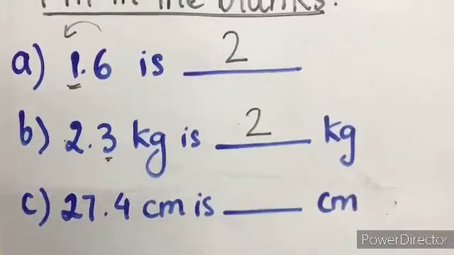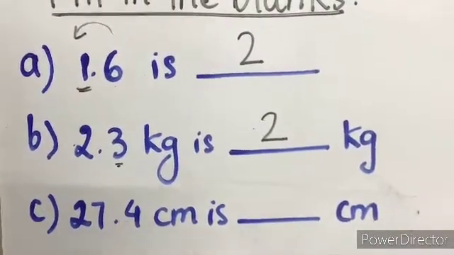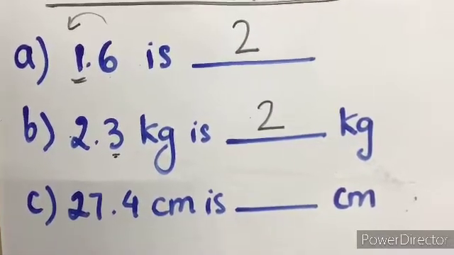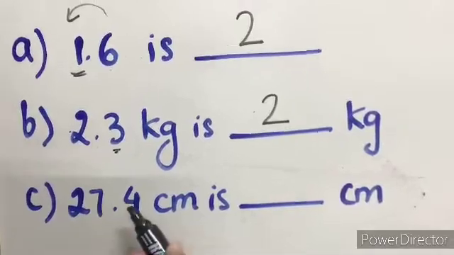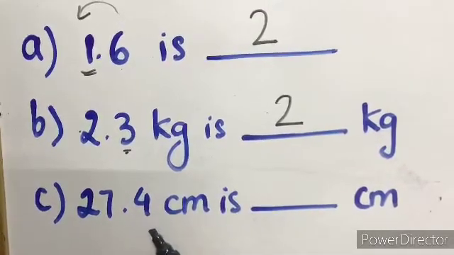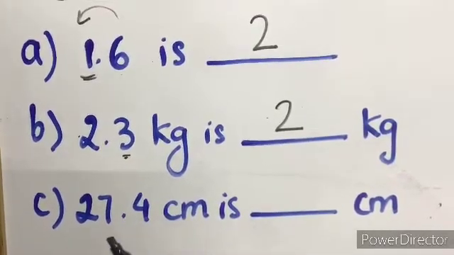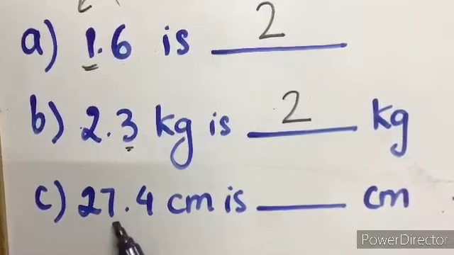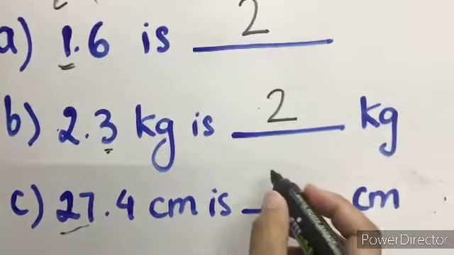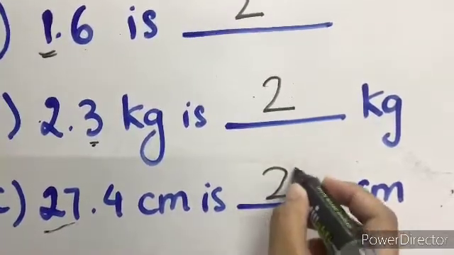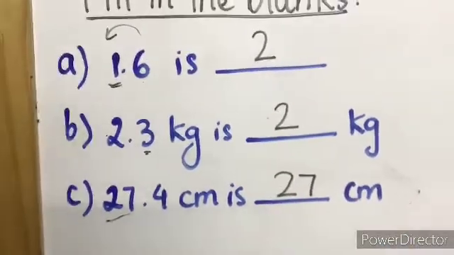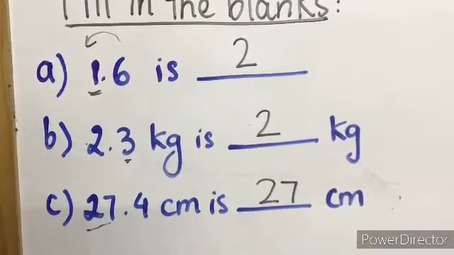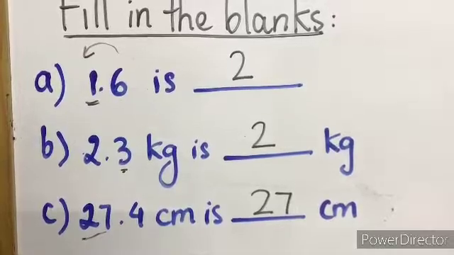Number C is 27.4 centimeter. As you see, the digit after the decimal point is less than 5. So here also you will not add anything to the whole number and you will write the whole number exactly as it is, that is 27. 27.4 centimeter is 27 centimeter when you round off.